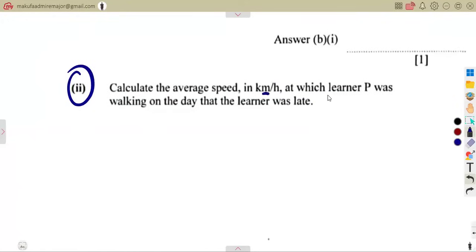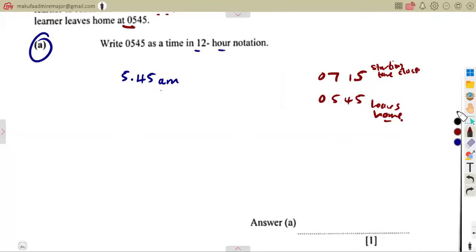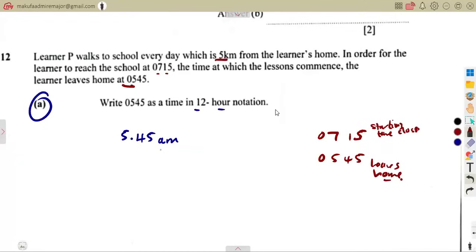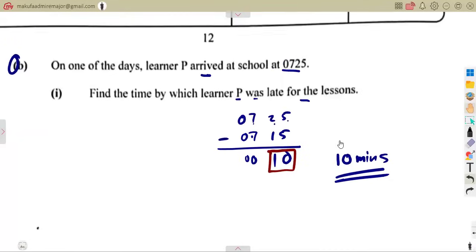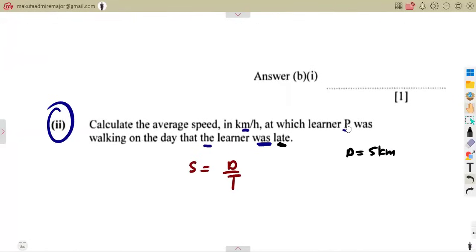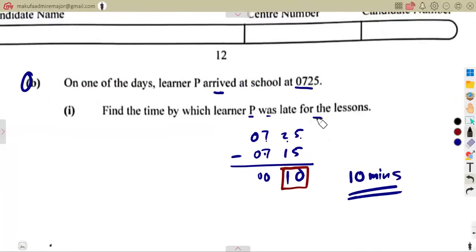Calculate the average speed in kilometers per hour at which learner P was walking on the day that the learner was late. All right. So remember, the average speed is distance over time. We are told that the distance is 5 kilometers to walk to school. We have the distance. But if you check, we do not have the time that was taken when the learner was late. Remember, when the learner is late, what is the time that you considered? Yeah, this is what you're given. Take note here: on the day that the learner was late, which means we are still on this part. So when he was late, he arrived at 7:25.